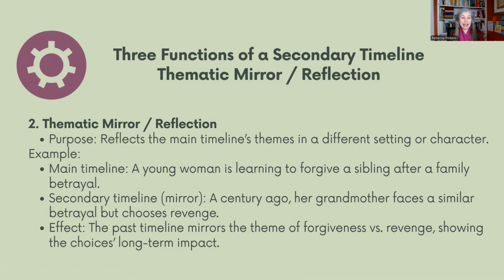On our main timeline, we have a young woman who is learning to forgive a sibling after a family betrayal. Now, to mirror all of that, to deepen the experience that we have in watching this main timeline unfold, we may have a secondary timeline, a mirror timeline, that features the character's grandmother a century ago facing a similar betrayal. But in that instance, she chooses revenge. So she does something very different than her granddaughter.